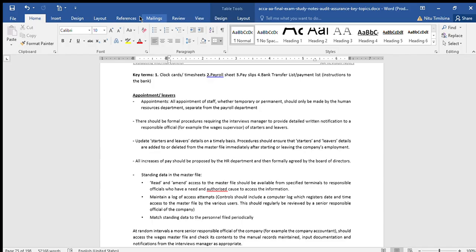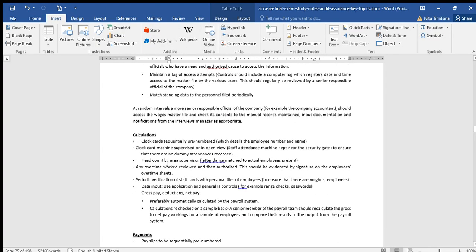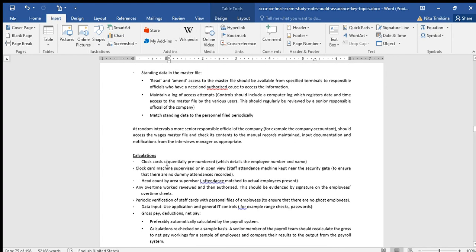Match standing data to the personnel file periodically, at random intervals, by a more senior responsible official of the company. For example, the company accountant should access the wage master file and check its content to the manual record maintained, input documentation and notification from the personnel manager as appropriate.